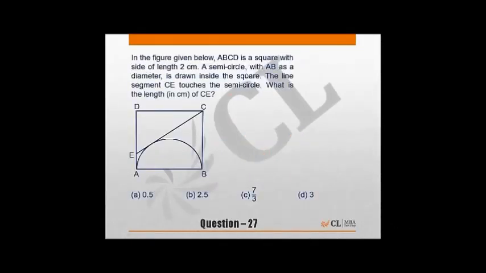Question 27. In the figure given below, ABCD is a square with side of length 2 cm. A semicircle with AB as the diameter is drawn inside the square. Line segment CE touches the semicircle, so that means CE is tangential to the semicircle. What is the length of CE?